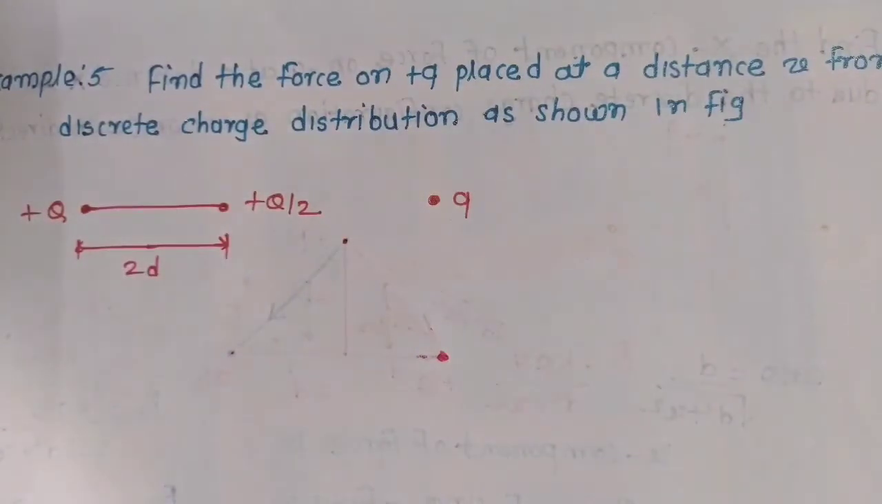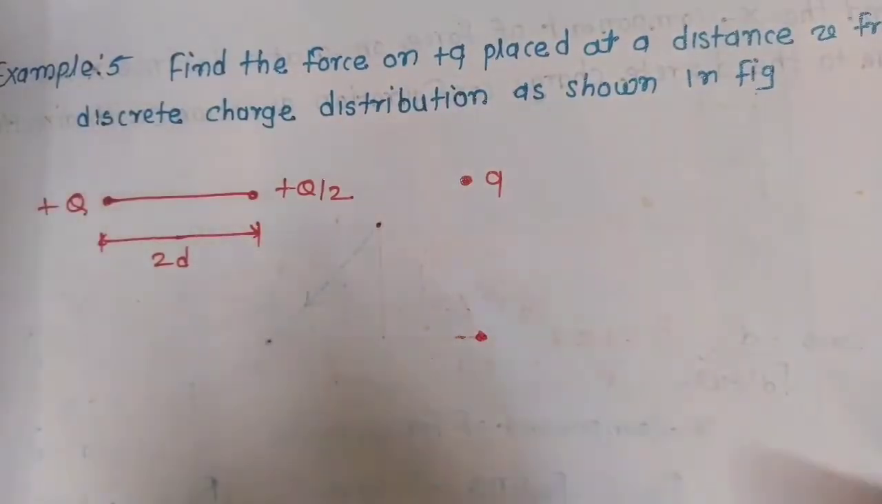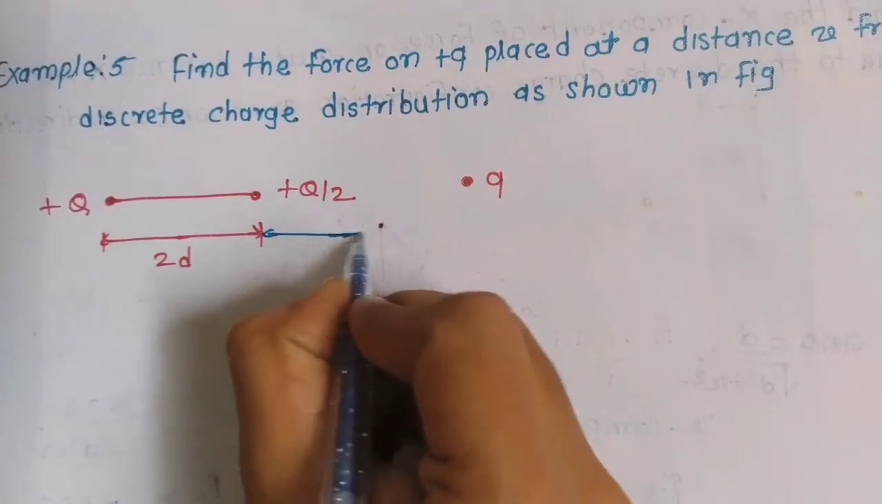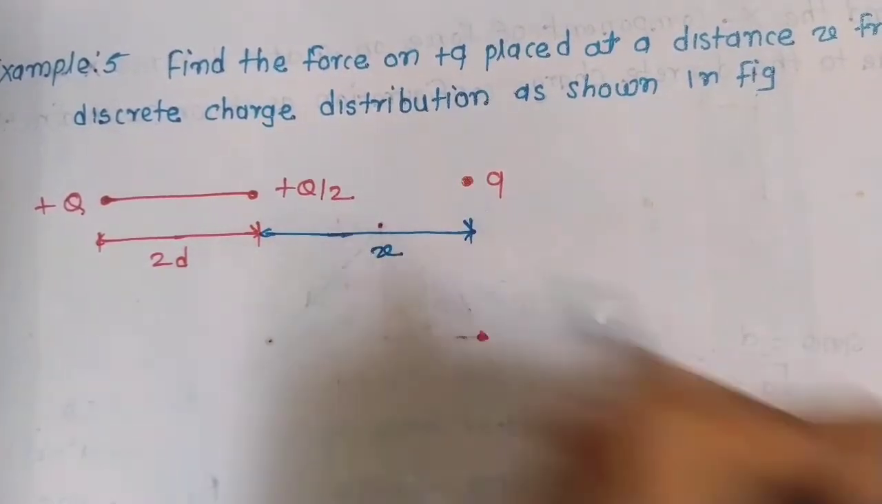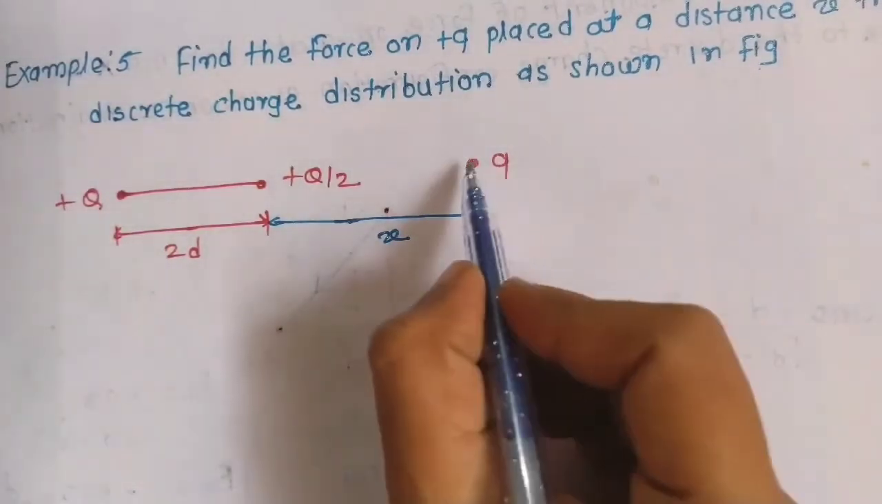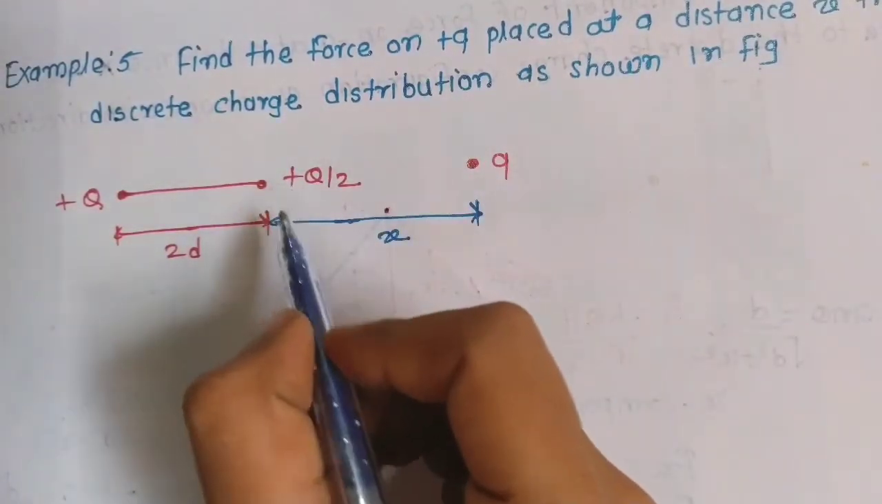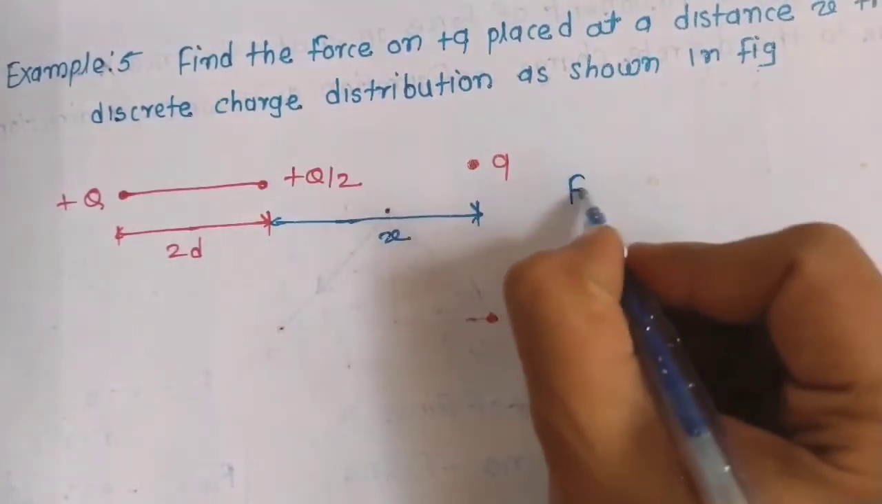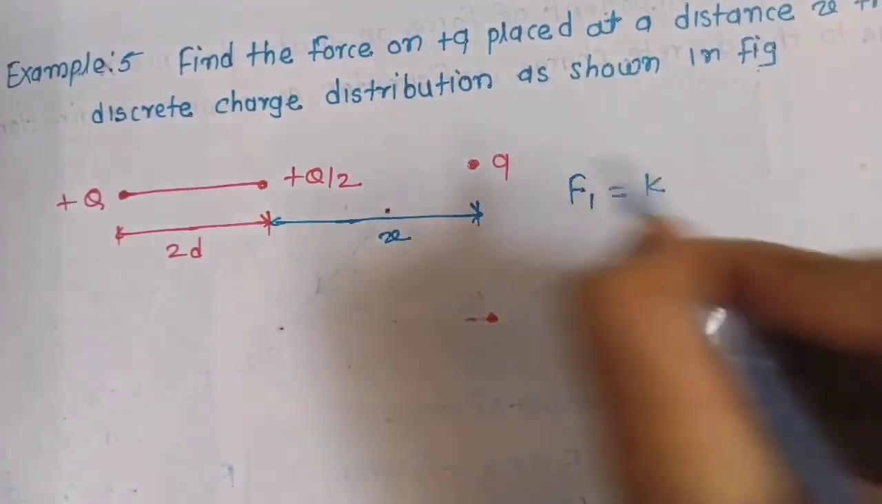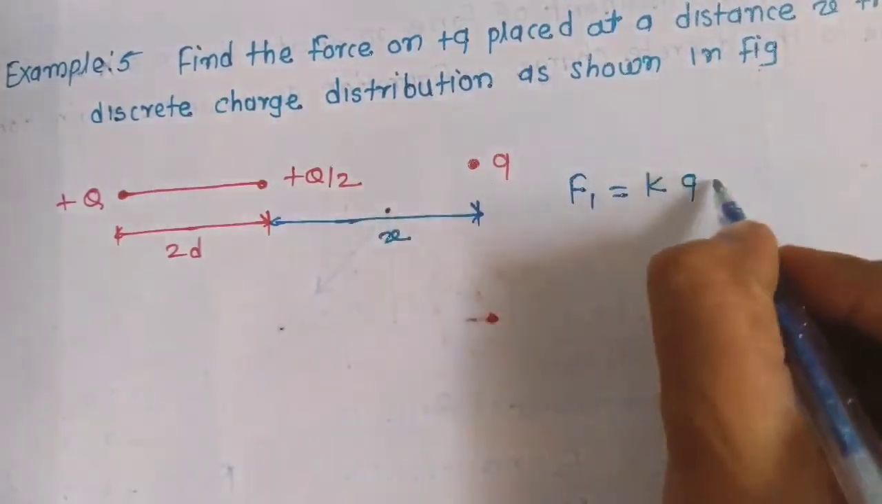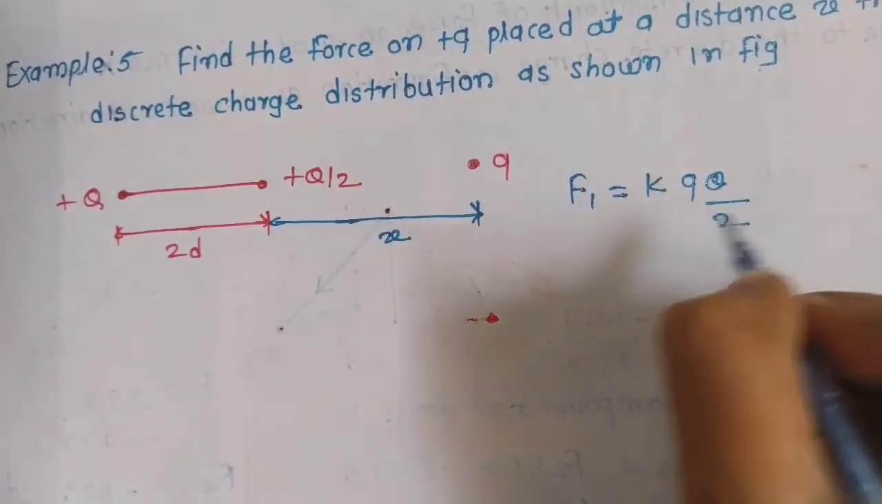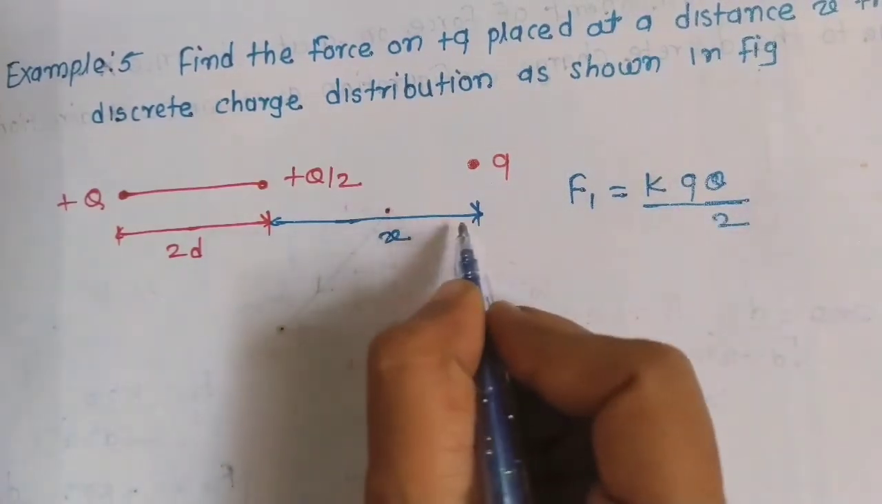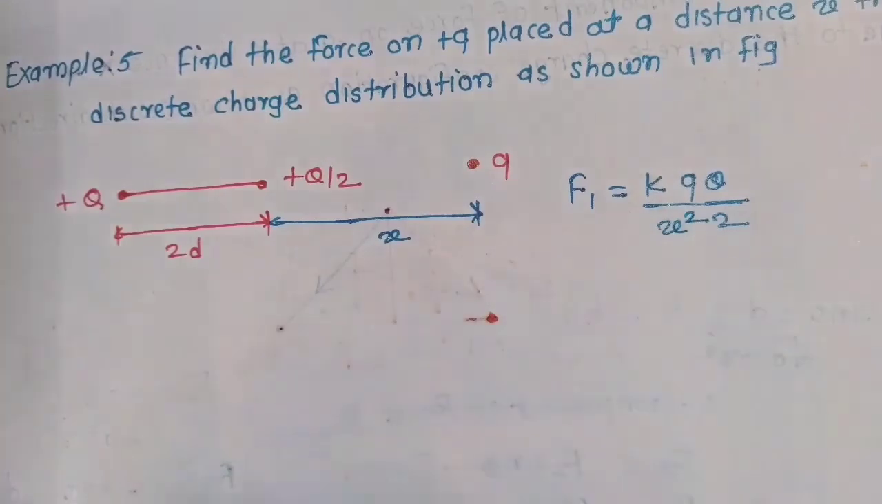Example number 5. Find the force on plus q charge placed at a distance x from the discrete charge distribution as shown in the figure. So this distance is x. The force on the charge q due to this charge plus q by 2 is F1 is equal to K, this is Q, this is Q by 2, upon the square of the distance, that is x square.